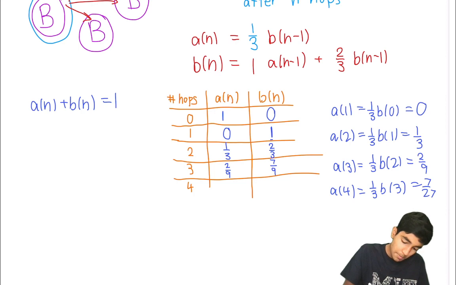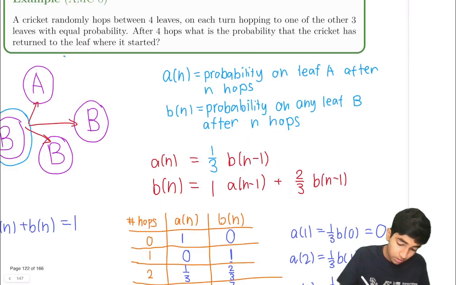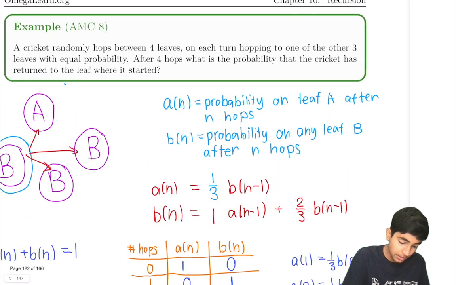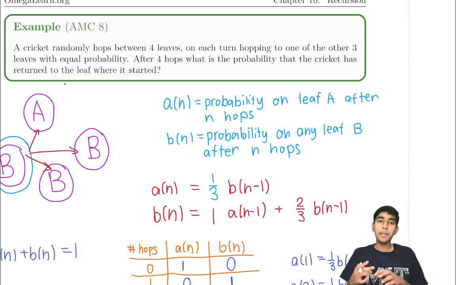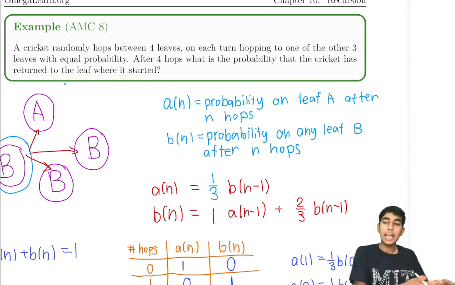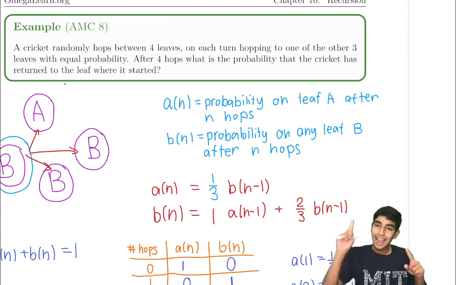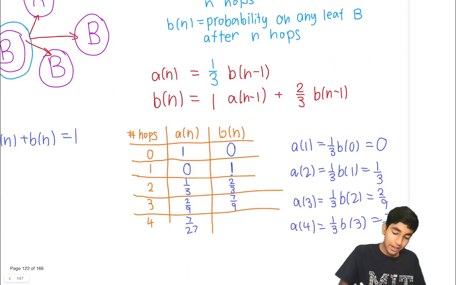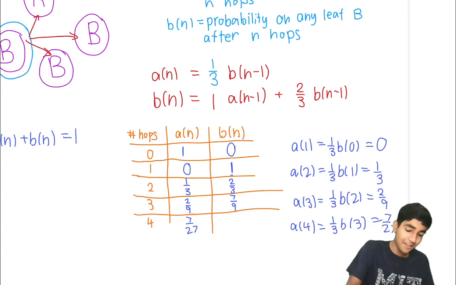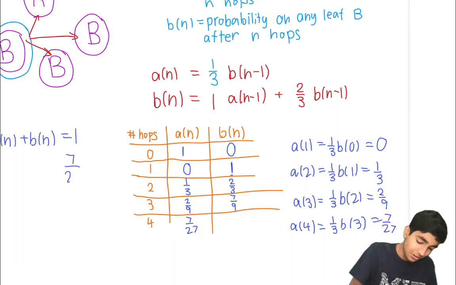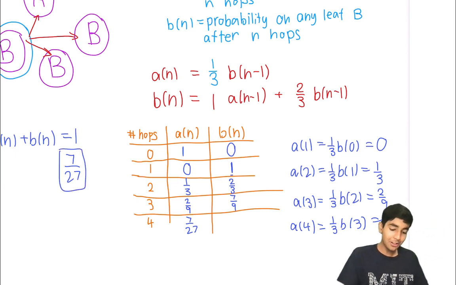But notice what the problem asks. It asks, what's the probability that the cricket has returned to the leaf where it started after 4 hops? So what's the probability it will be on leaf A after 4 hops? That's A of 4. Well, we don't even have to calculate this. Our answer is just 7/27. Really cool.